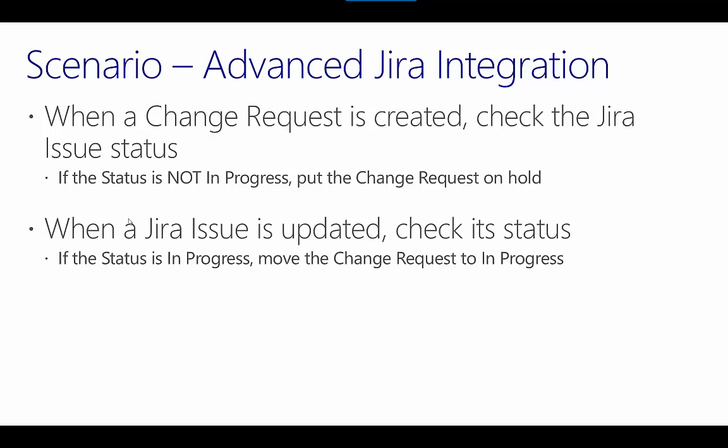For this scenario, when a change request is created, we want to check the status of the associated JIRA issue. If that issue is not in progress, then we want to put the change request on hold. So if the issue was just created and it's in a to-do state, then the change request needs to be put on hold. Once the JIRA issue is updated and moved to an in-progress state, then we want to allow the change request to continue and move the change request to an in-progress state. Let's see how this might work.